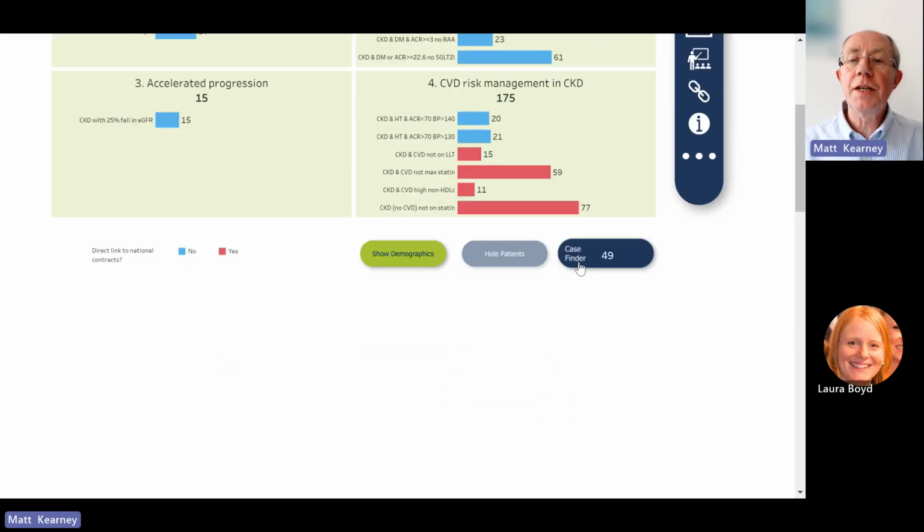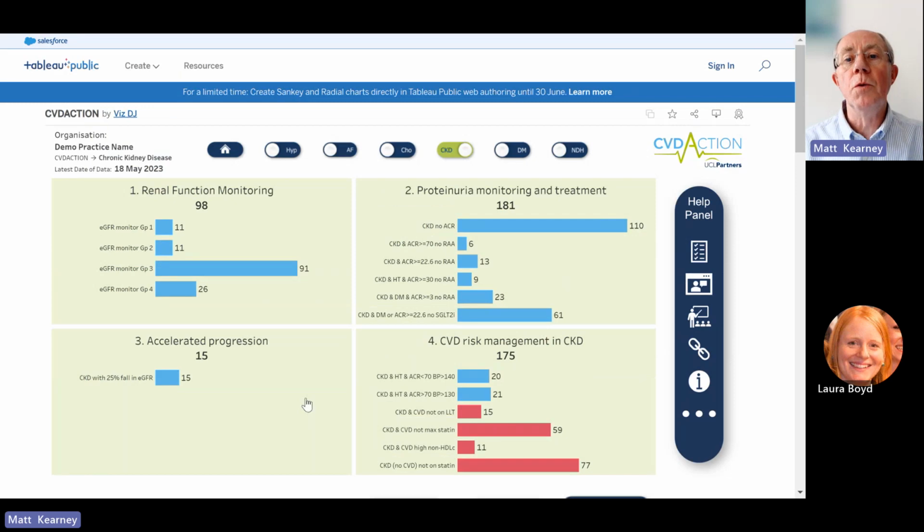At the bottom, we see a case finder here, which we can click on. This identifies patients who are not on the CKD register, but whose last 2 EGFRs suggest that they ought to be assessed for it. The same, there's a case finder for hypertension, finding patients with raised blood pressure more than 3 months ago who ought to be considered for assessment.